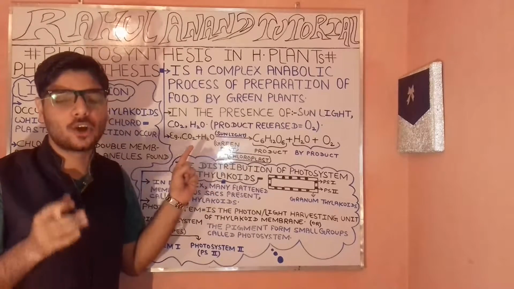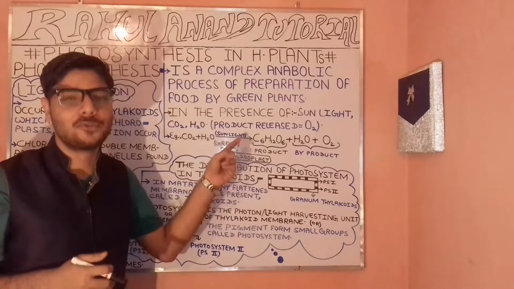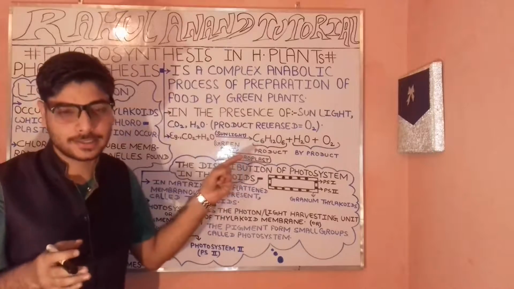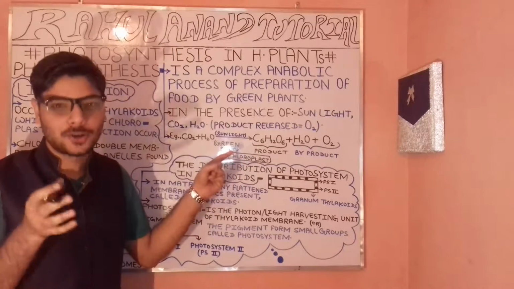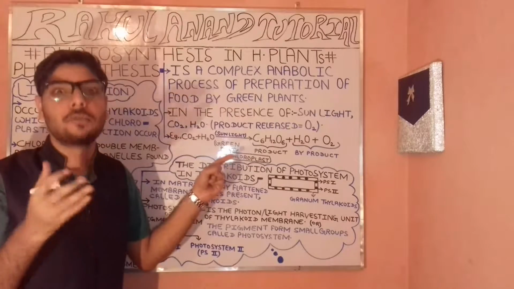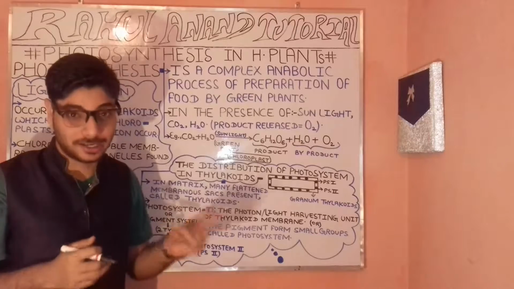Photosynthesis is the complex anabolic process by which the green plants prepare their food. So this comes under photosynthesis. What is photosynthesis? Photosynthesis is the complex process of the preparation of food by our green plants. So you know about the green plants.